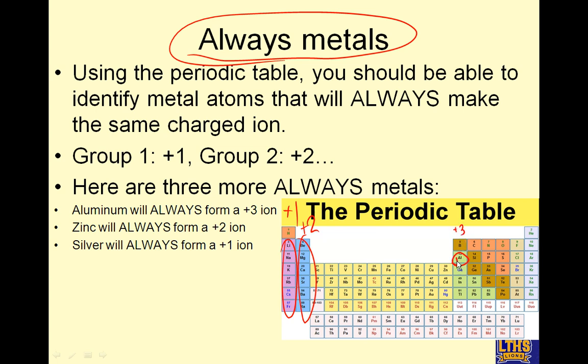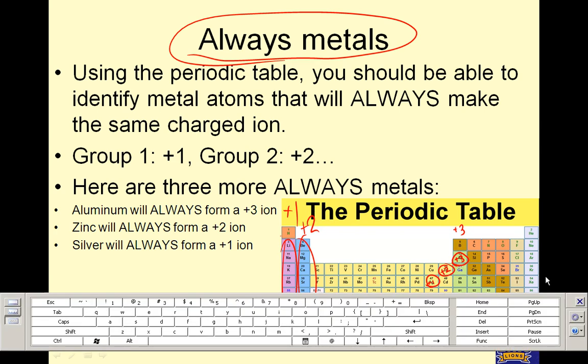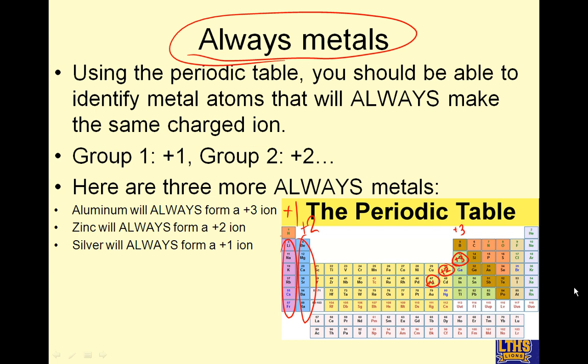Aluminum is in group 3. It's a +3 ion. Zinc is a +2 ion. Silver is a +1 ion. I call them the always metals. +1, +2, everything in that group. +3 for aluminum, +2 for zinc, and +1 for silver. Okay, so aluminum will always form a +3 ion, Al+3. Zinc is a +2, silver is a +1. They are always the same charge when they form ionic compounds because they always lose the same number of outer electrons.